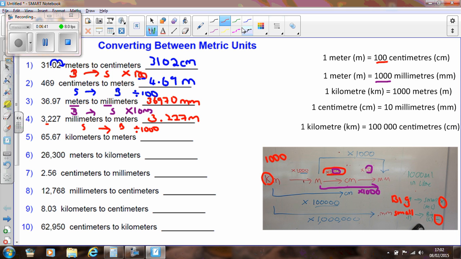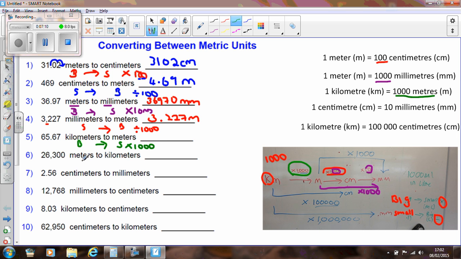Kilometres into metres. So if we have a look, kilometres is bigger than a metre, which is smaller. If we look on here, kilometres is much bigger than metres. And if we look at the diagram here, it's times by 1000 because we're going from big to small, so it's times. And it also says here it's 1000. So we times that all by 1000.